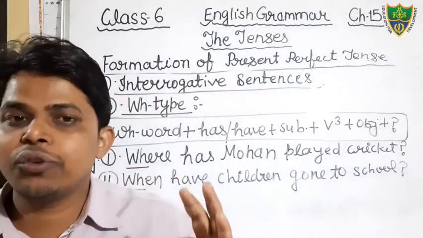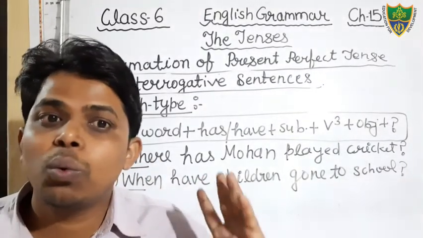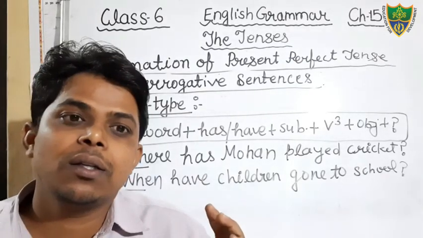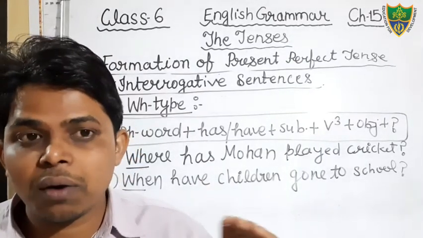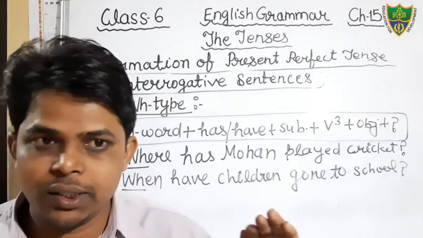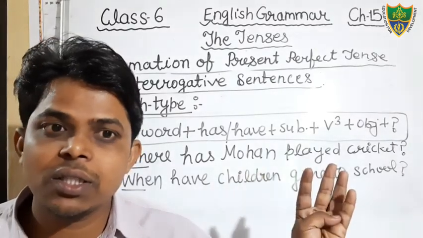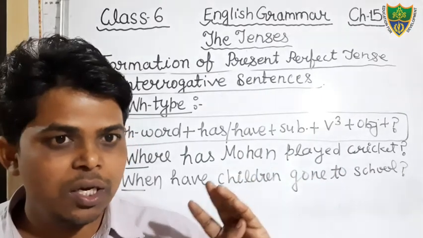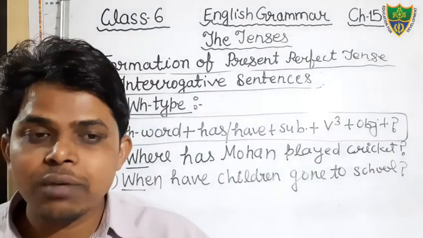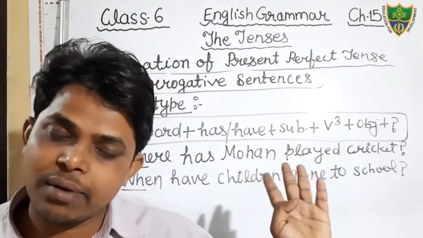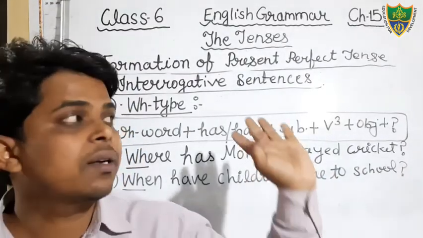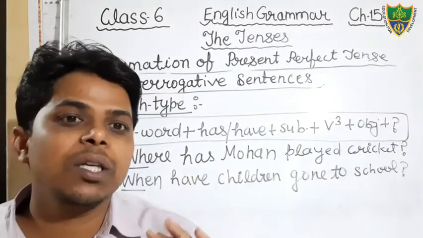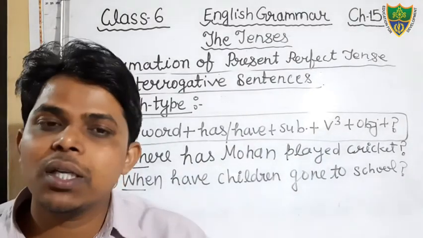So students, today we have read what is meant by present perfect tense and the structure and formation of sentences in present perfect tense in affirmative sentences, negative sentences, and interrogative sentences. And in interrogative there are two types, that is SNO type that we have read already, and WH type.